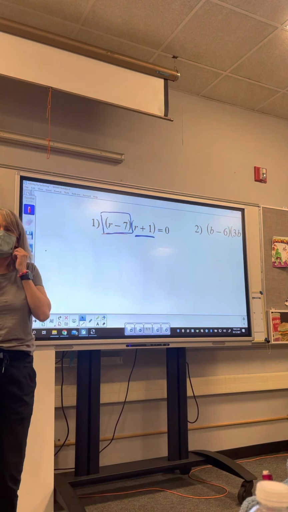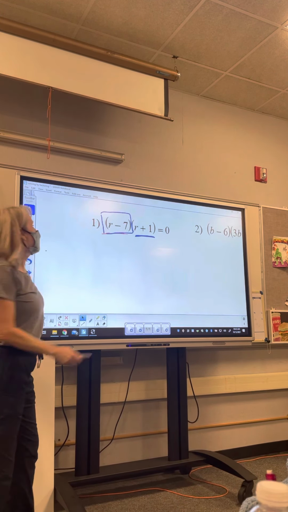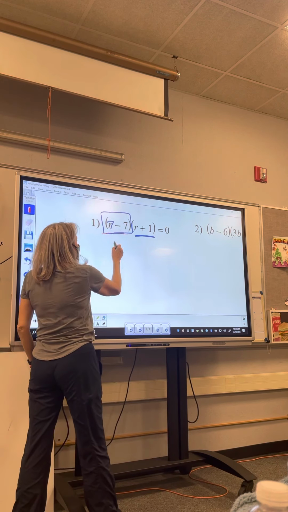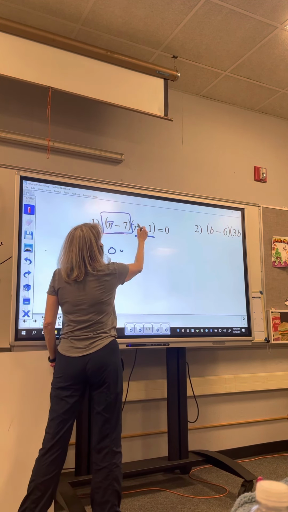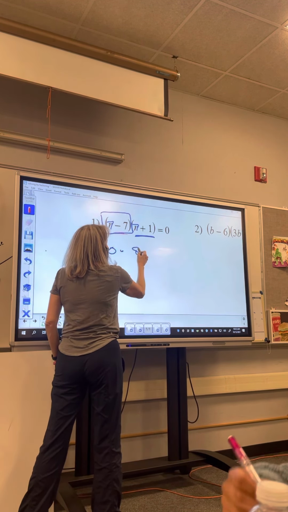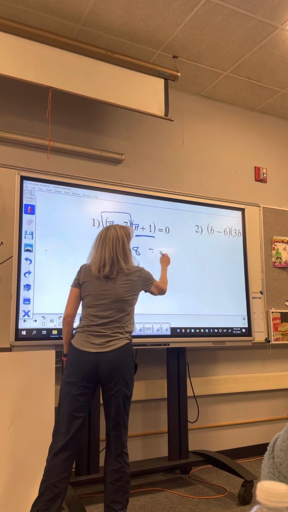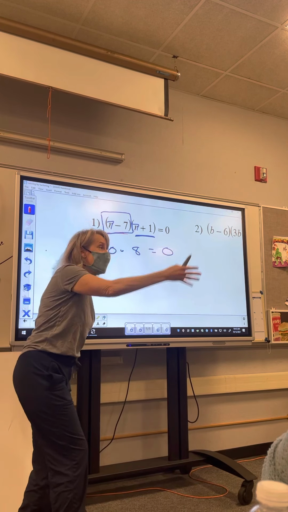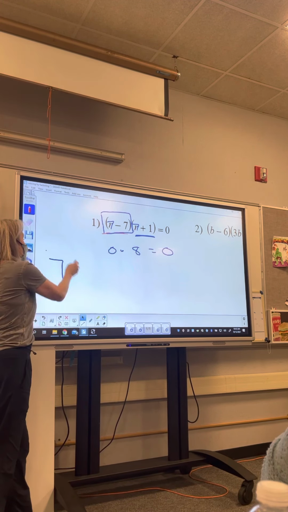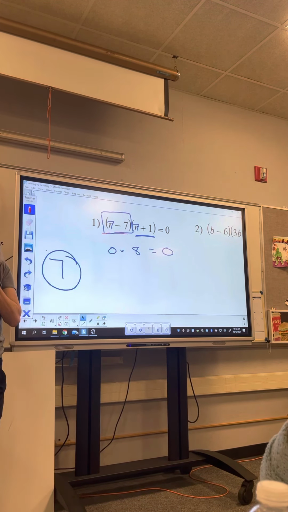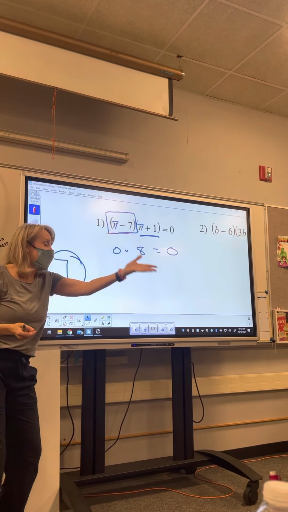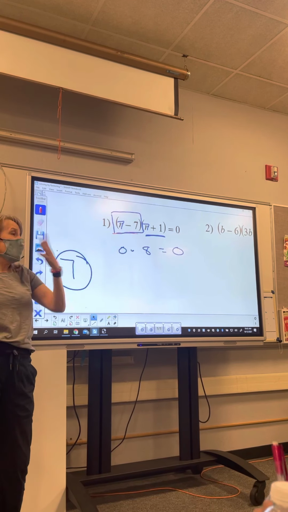Watch what happens. 7 minus 7 is 0. 7 plus 1 is 8. But what is 8 times 0? 0. Doesn't matter with that number. Exactly. So 7 is one of my answers. 7 works. As long as one of them is 0, it will work.